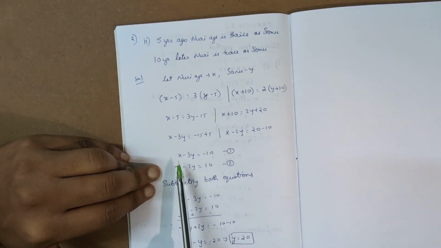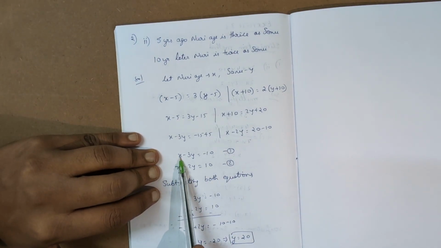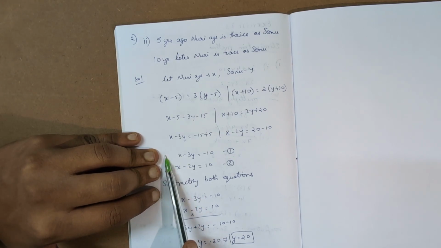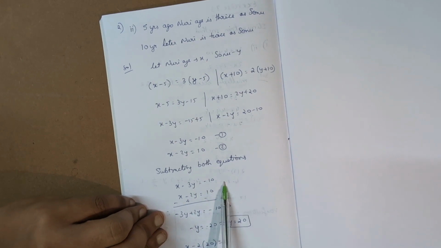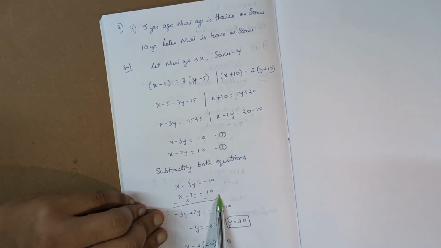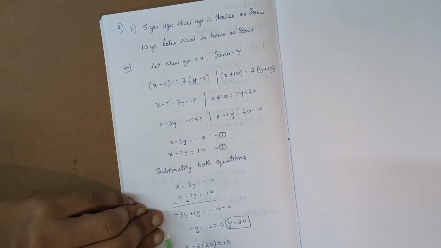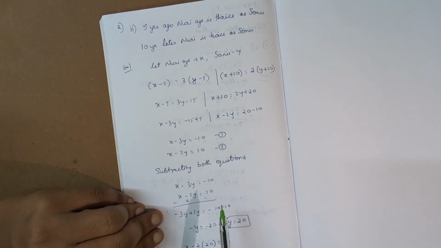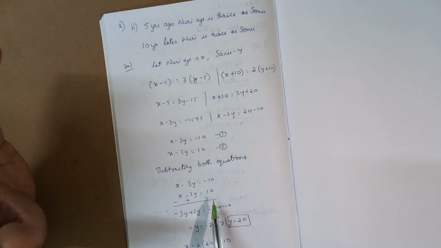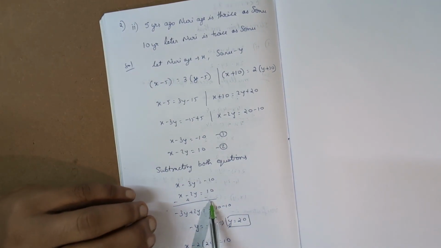Now as I mentioned, see here it is easily solvable because the x coefficient in both cases is the same. So I'm directly subtracting both the equations. X minus 3y equal to minus 10, x minus 2y equal to 10. While subtracting, it is easy to just change the signs. Here plus is present, so minus. If minus is present, I'm changing it to plus. Sorry, I'm saying it once again.